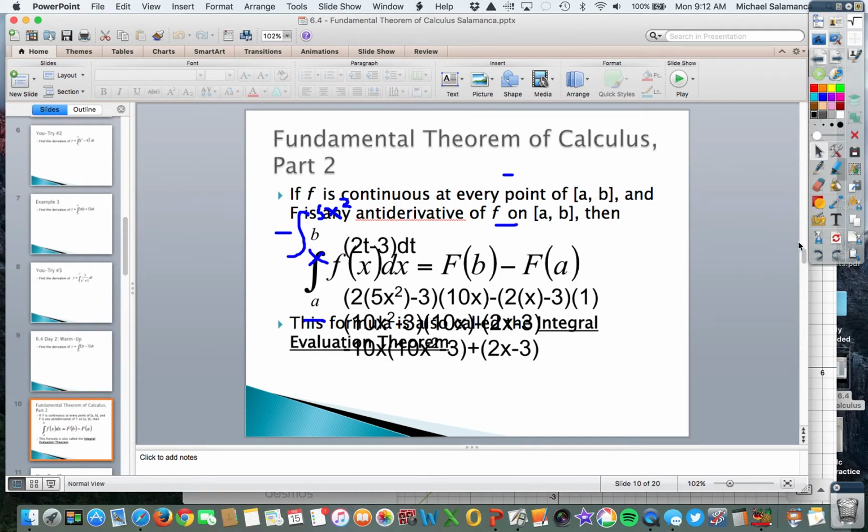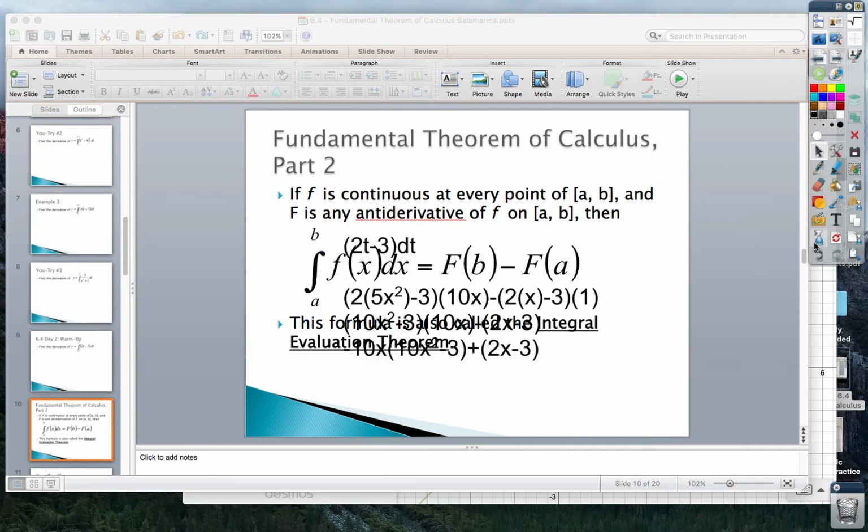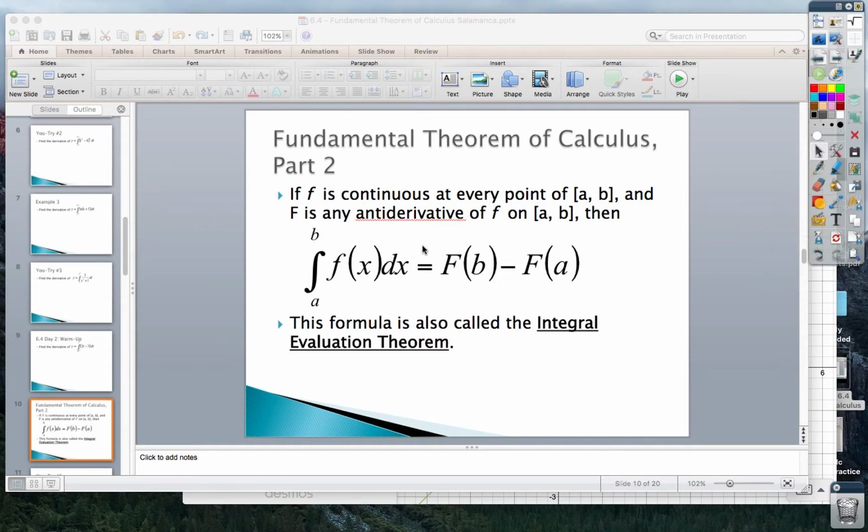So let's look at the second part of the fundamental theorem of calculus. In the second part, it states that if f is continuous at every point on the closed interval [a, b], and capital F is an antiderivative of f on the closed interval [a, b], then the integral from a to b of f of x dx is equal to capital F of b minus capital F of a.